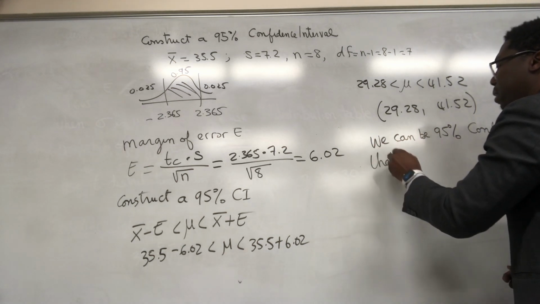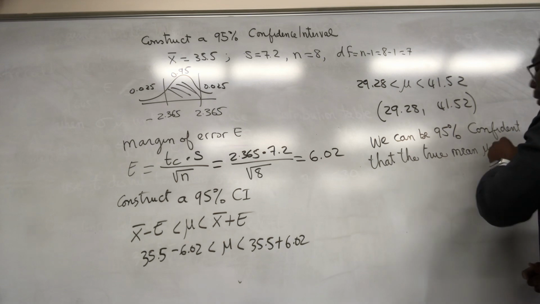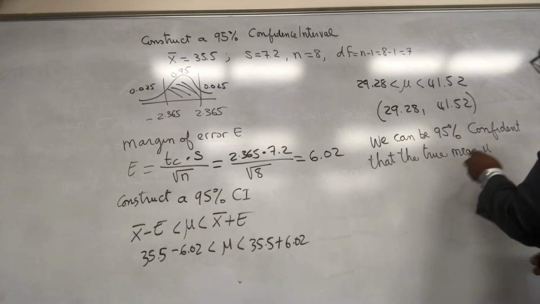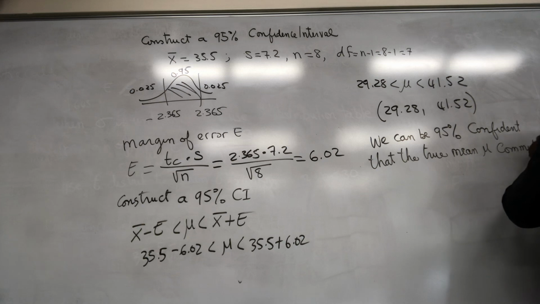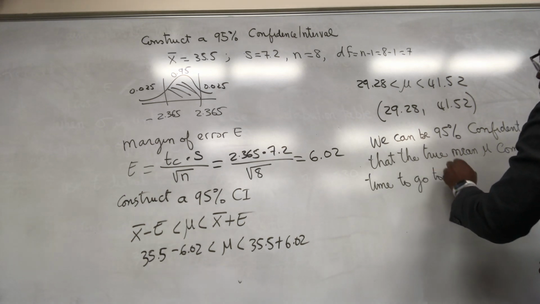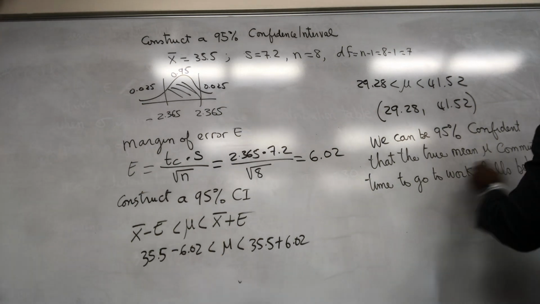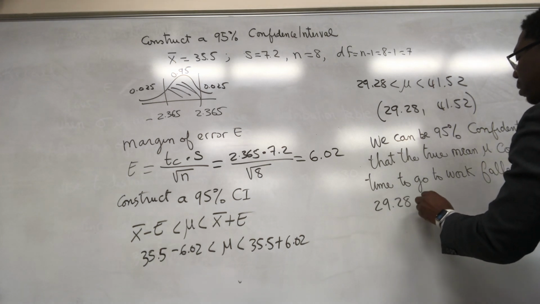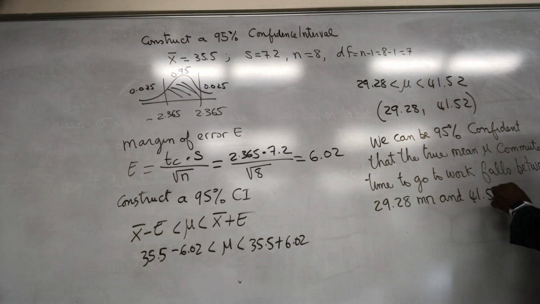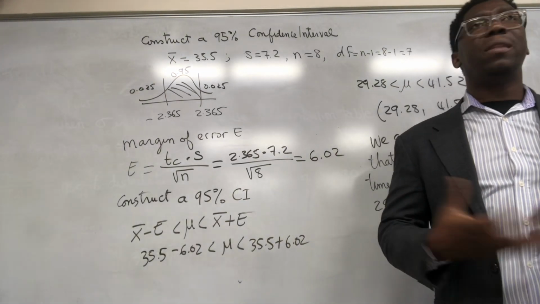that the true mean commute time to go to work falls between 29.28 minutes and 41.52 minutes.